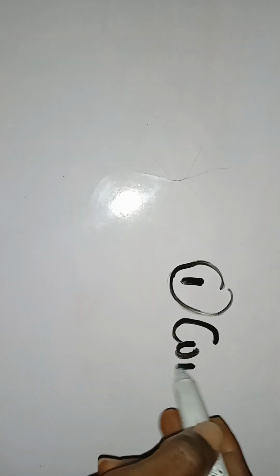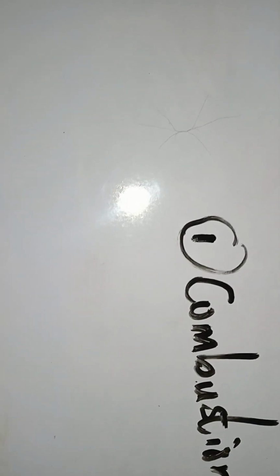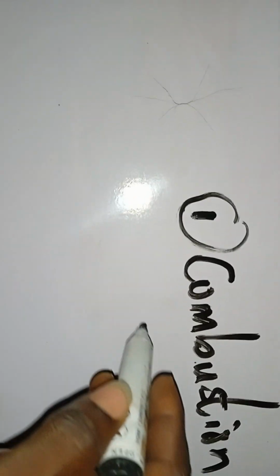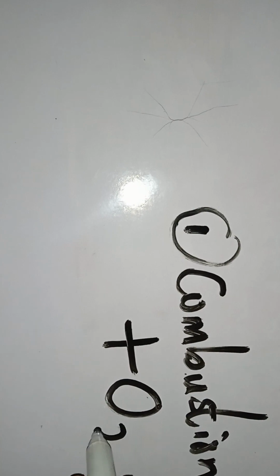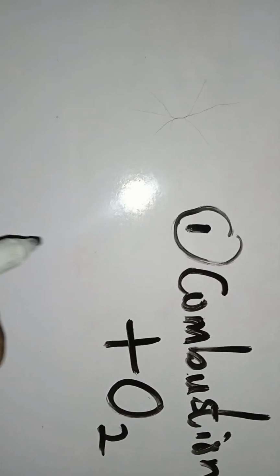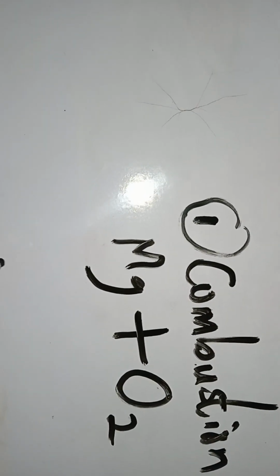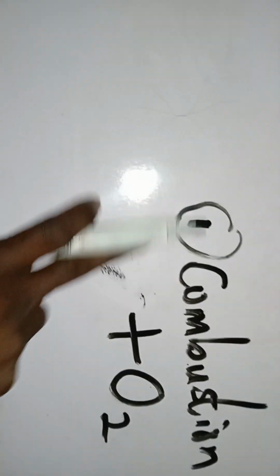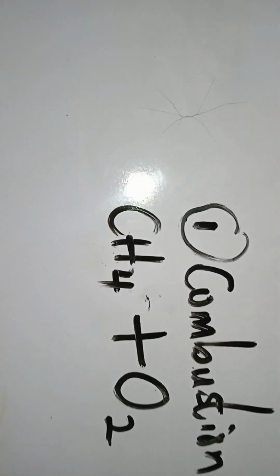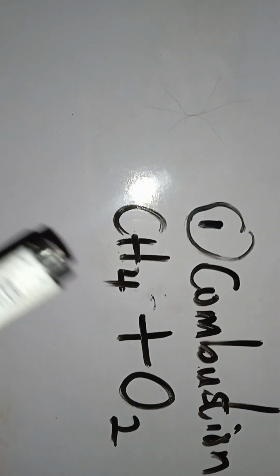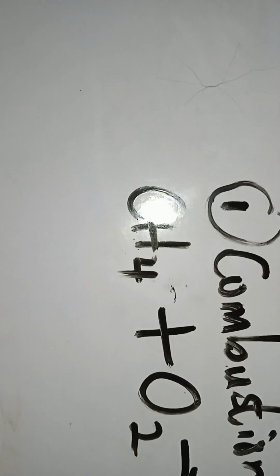Number one is combustion reaction. What is combustion reaction? Combustion reaction is simply a reaction with oxygen. And I'm not talking about when you have an element reacting with oxygen. This type of reaction is called combination reaction. But when you have a compound, for example, this is what we call combustion reaction.